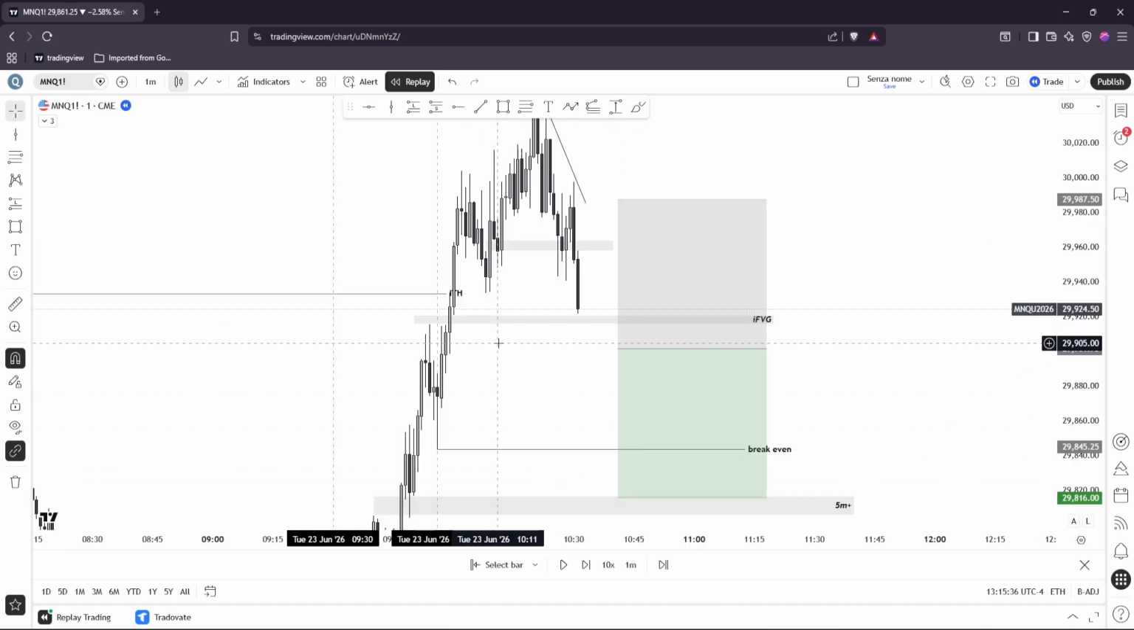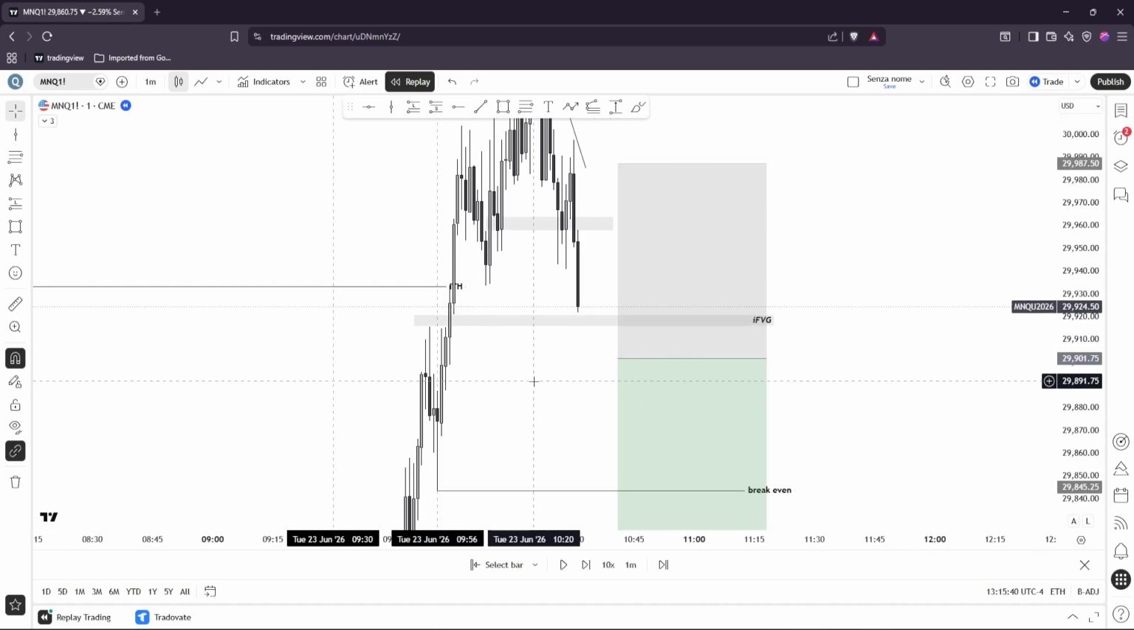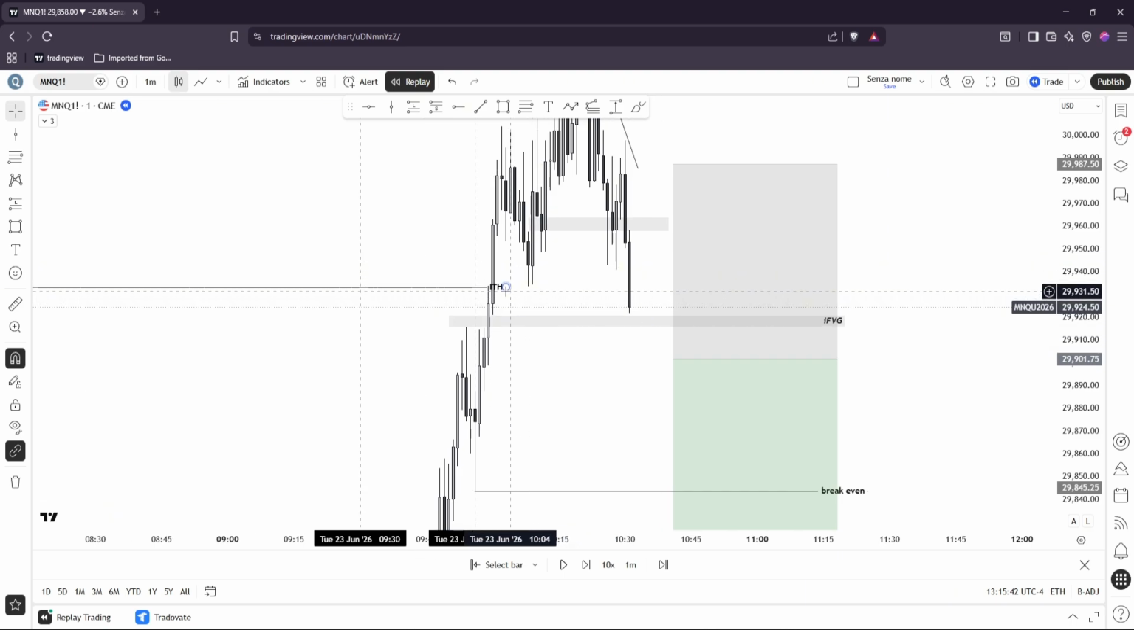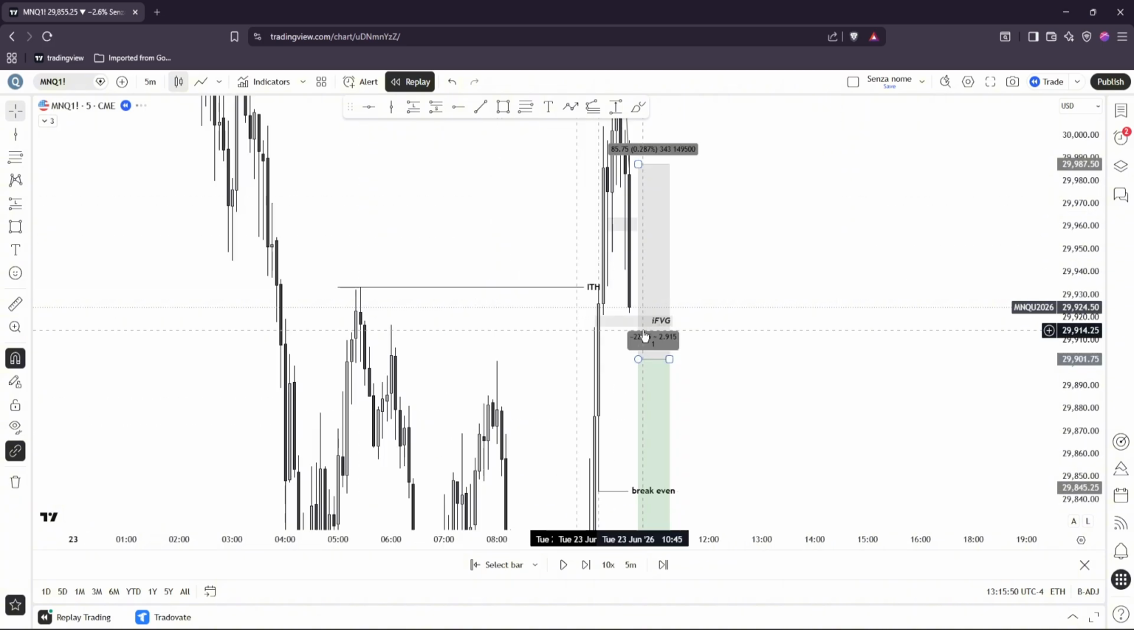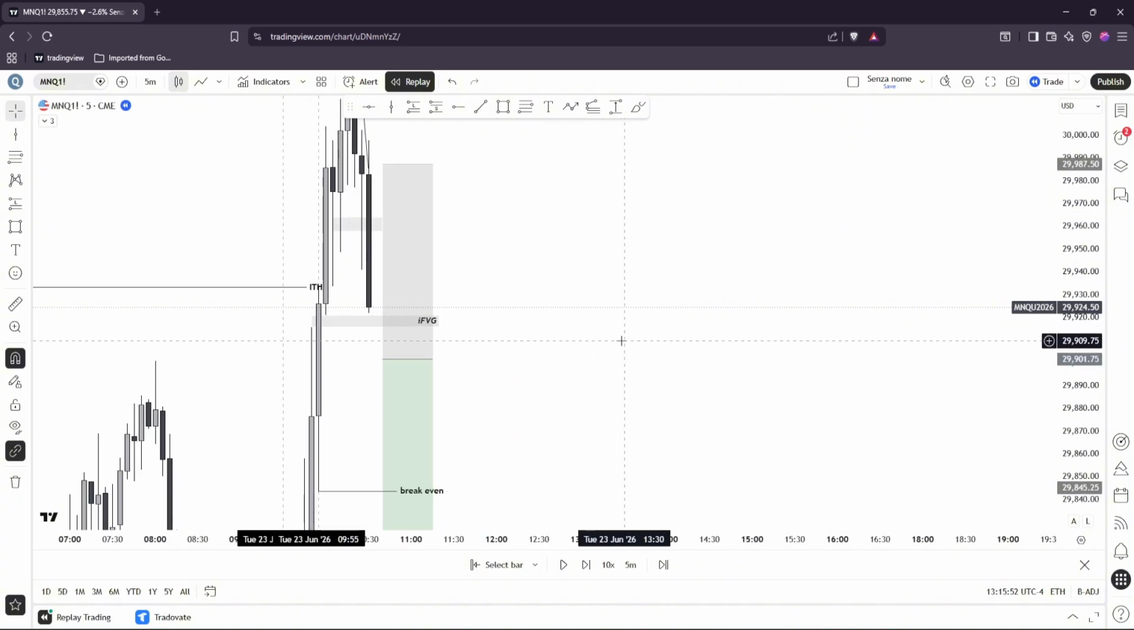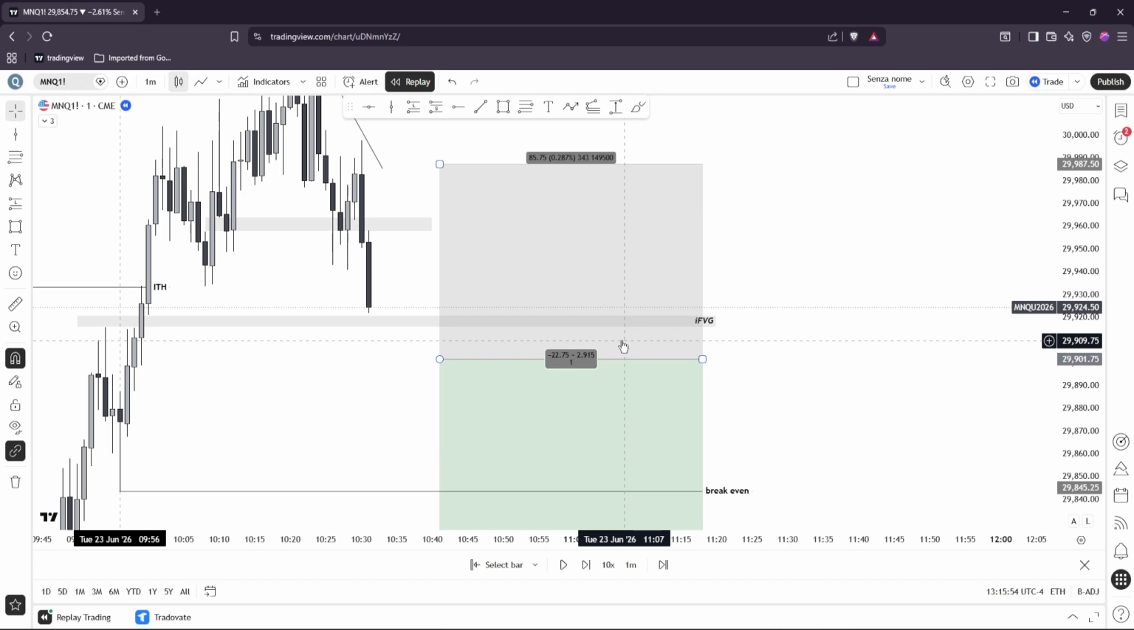So price came and took our intermediate high, which was resting inside the 1 hour gap, and I was looking for entries from here. The highest time frame inverse was the 5 minute in this manipulation leg. If I show you, this is the inverse that I was looking to get.